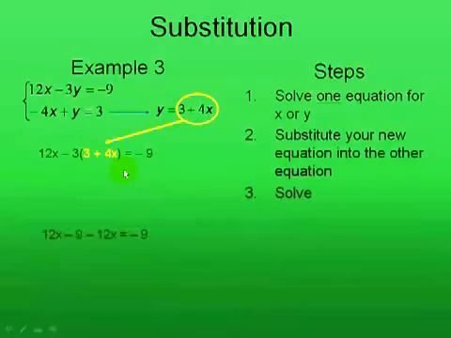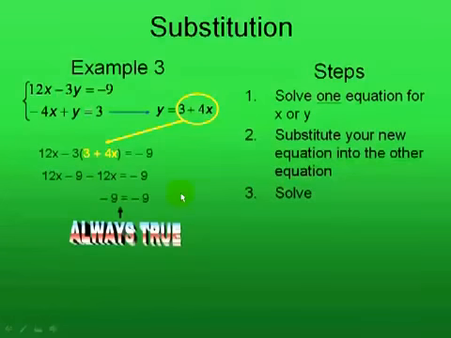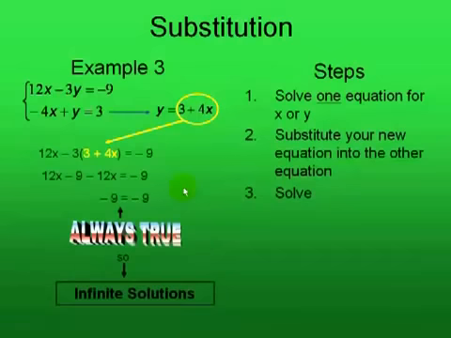Distribute. So you have 12 minus 9 minus 12x equals negative 9. Here my 12x minus 12x will go to 0, so we're left with negative 9 equals negative 9. Now this is always true. Negative 9 is always equal to negative 9. So since it's always true, we're going to have an infinite number of solutions.